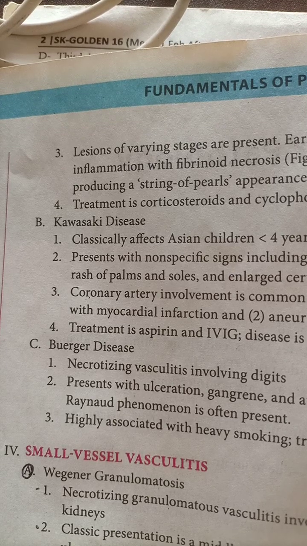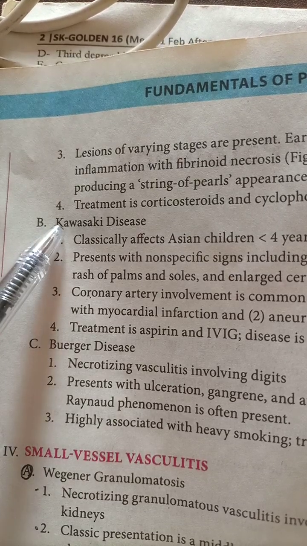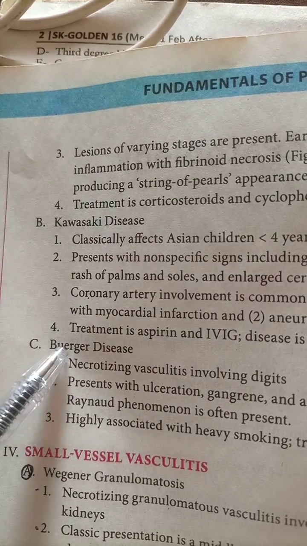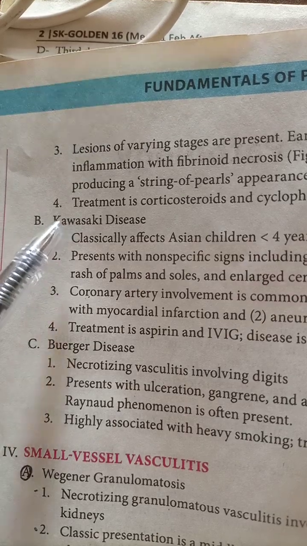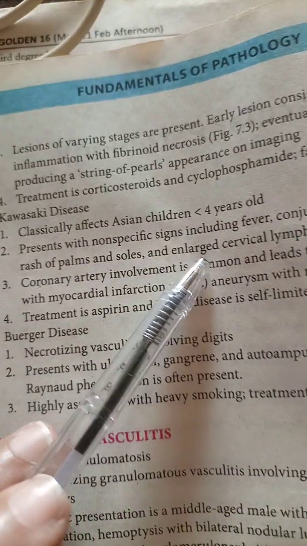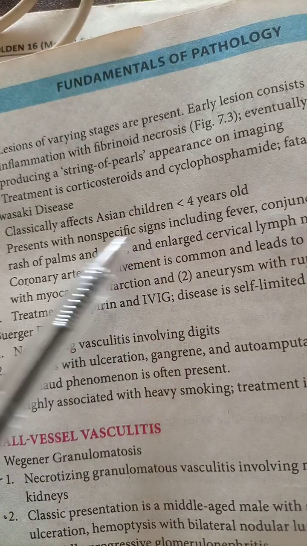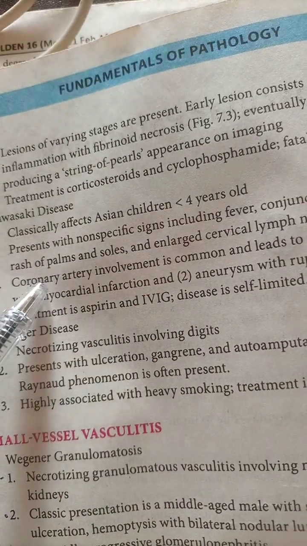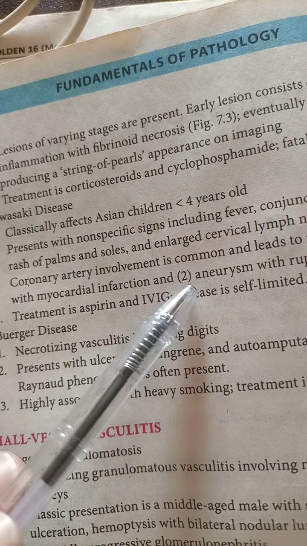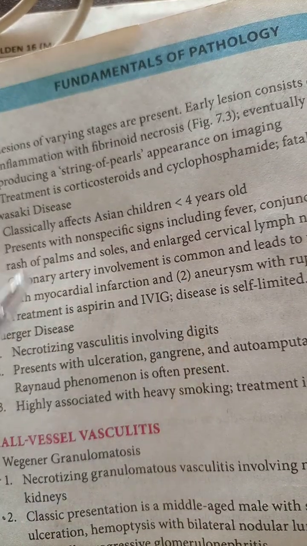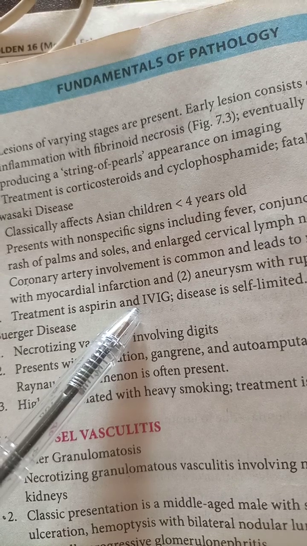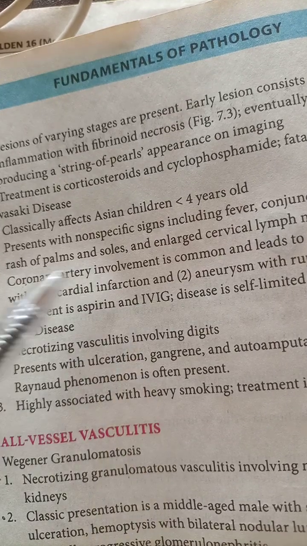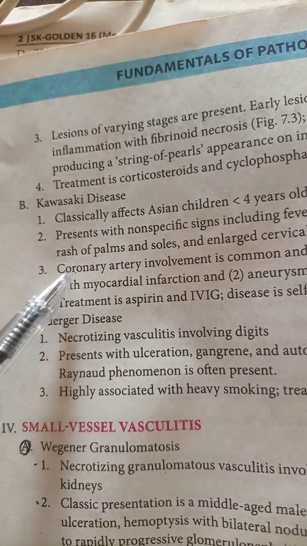The other types involved in medium-sized vasculitis are Kawasaki disease and Buerger disease. In Kawasaki disease, there is mucocutaneous lymph node syndrome with enlarged cervical lymph nodes, coronary artery involvement, and aneurysm with rupture. Its treatment is IV IgG. Immunoglobulins are given in IV form, so Kawasaki disease can be treated.